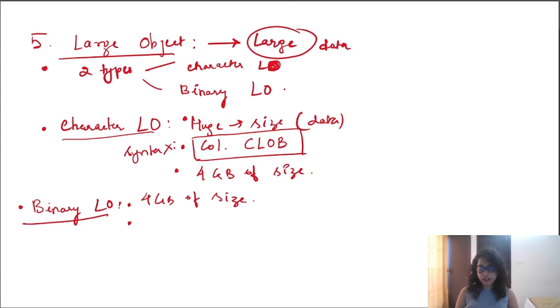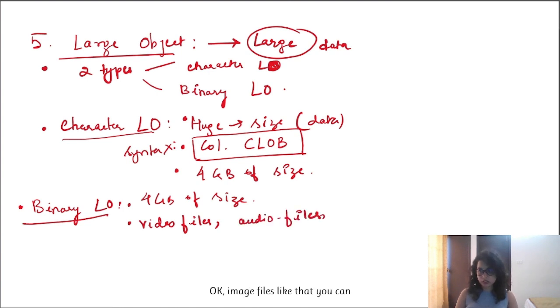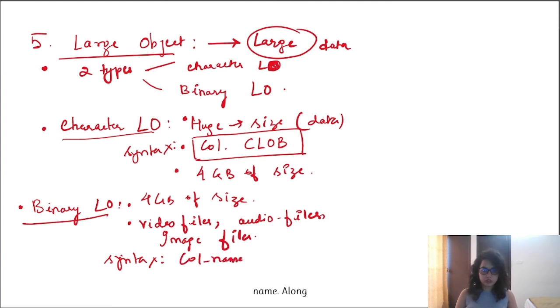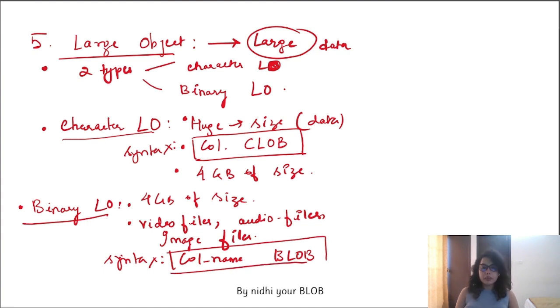And when I say it's binary large objects, you can store here video files, audio files, image files, like that you can store here. Syntax is similar to the CLOB. Your column name along with the BLOB keyword. Okay, that's it.